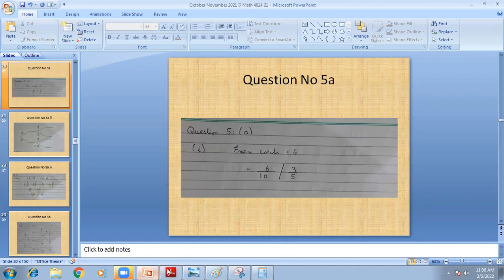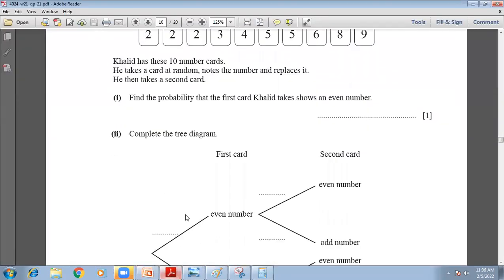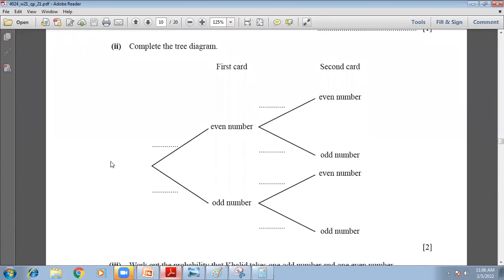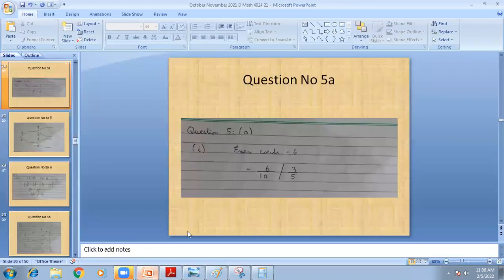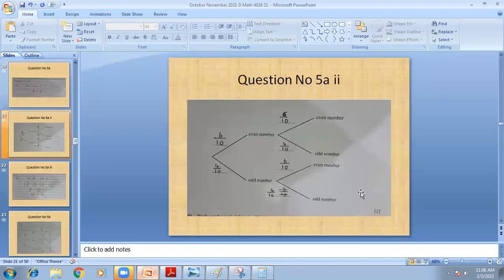And then we have the next question coming up on your screen. He says, complete the tree diagram. So he takes a card and he puts it back. It's a very important thing. He says, he takes a card at random, notes the number and replaces it. Then he takes a second card. So whatever card he takes out, he puts it back, and then he takes the second card. So the total number will remain the same. So let me show you my tree diagram.